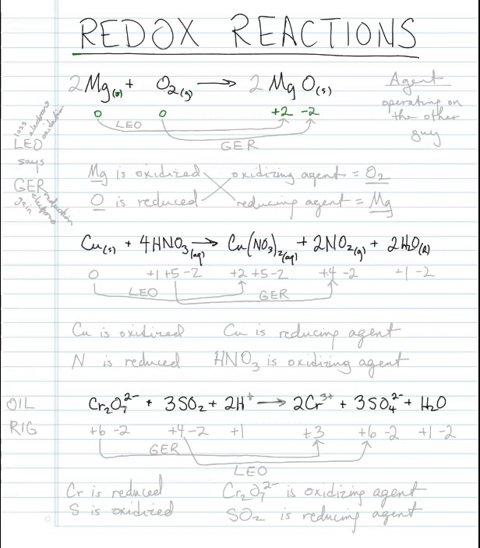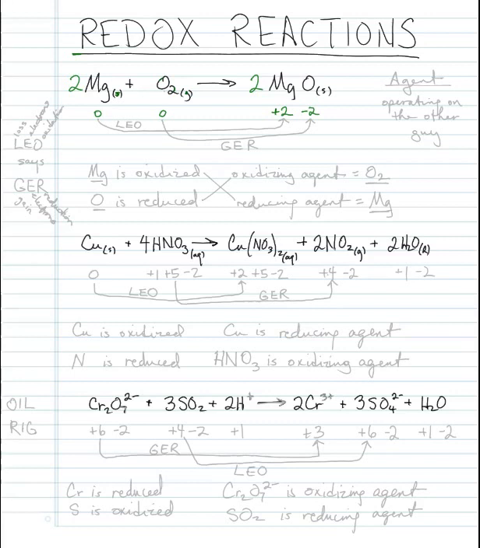By the way, this is not a balanced reaction, so maybe we should balance the equation here. We had 2 oxygens. Why do we have 2 oxygens? Because the oxygen is diatomic when it's by itself. So we need 2 oxygens on that side and 2 magnesiums on that side, and then we're good. Right. So back to redox.